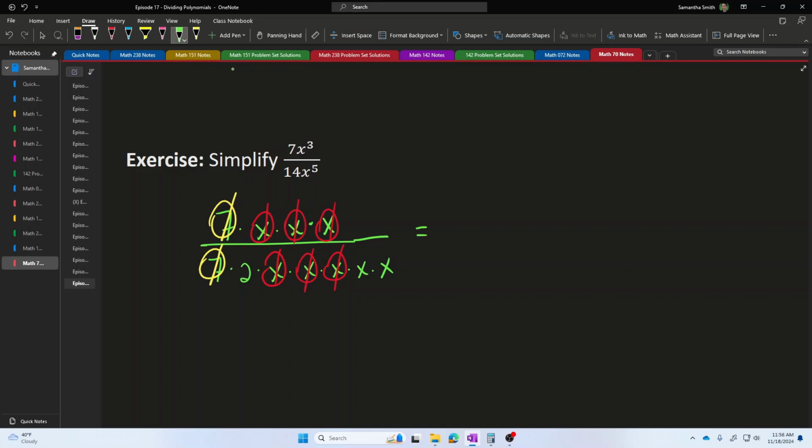I've canceled everything in the numerator, so what's left behind in that position is the number 1, and in the denominator I'm left with 2 as well as 2 copies of x multiplied together, 1 over 2x squared. That would be the result of simplifying this expression.